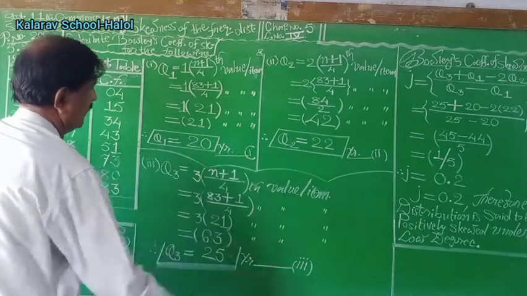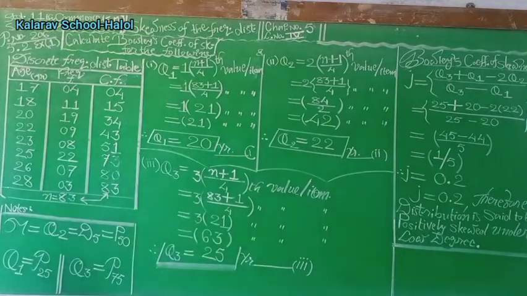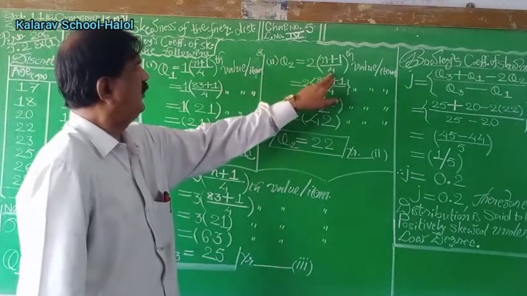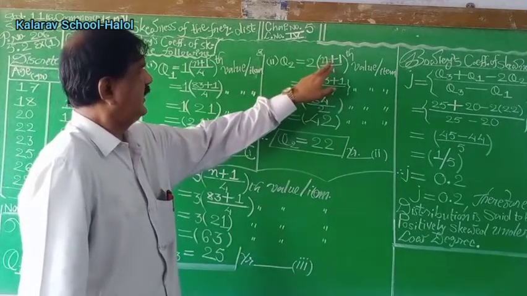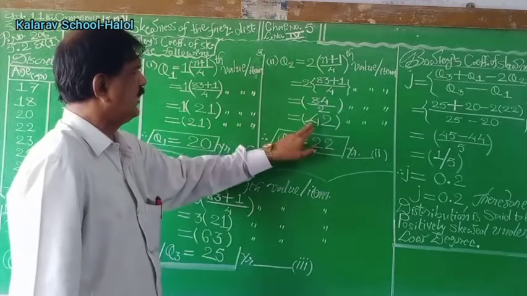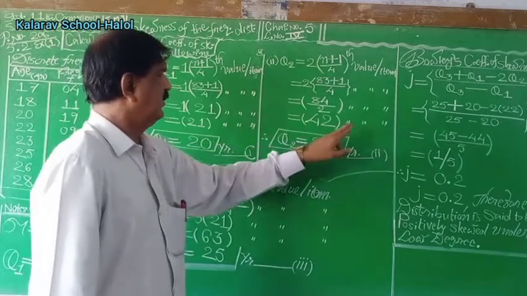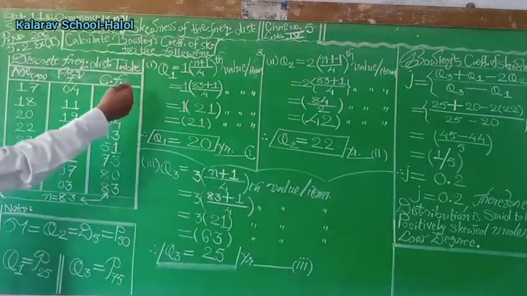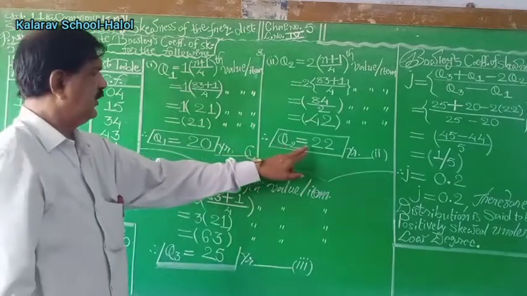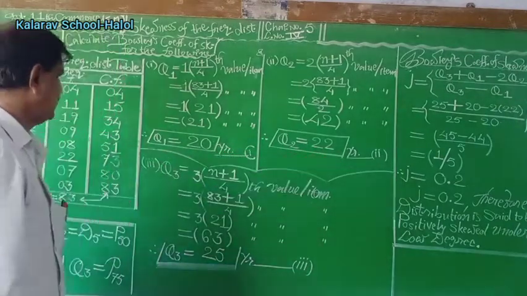Answer number 1. Now Q2 means 2, n plus 1 upon 4, n means 83, 83 plus 1 upon 4 means 84 by 4, 21 into 2 means 42 value or item, it will be 22, means the answer of Q2 is 22. Answer number 2.